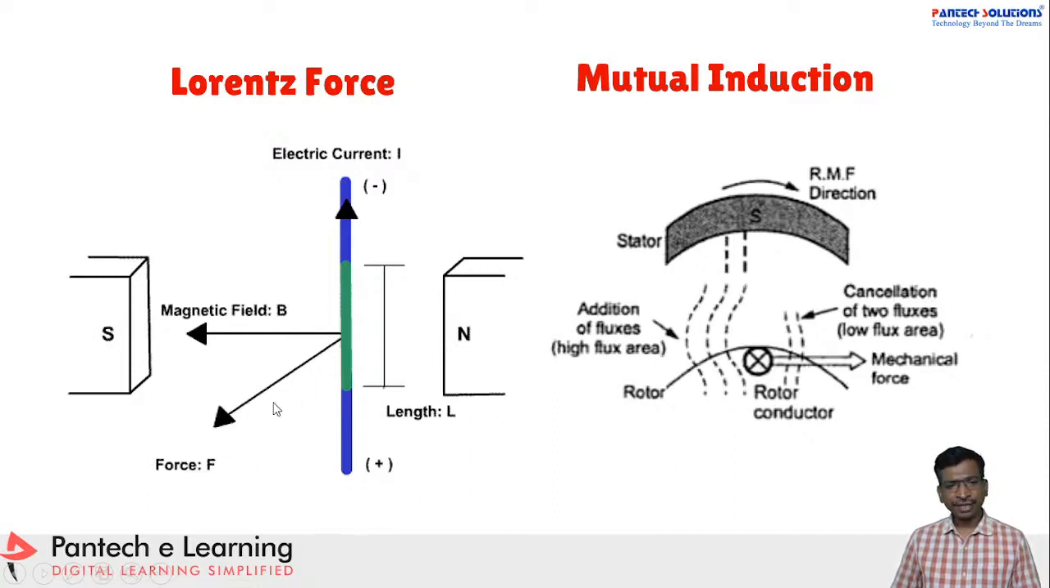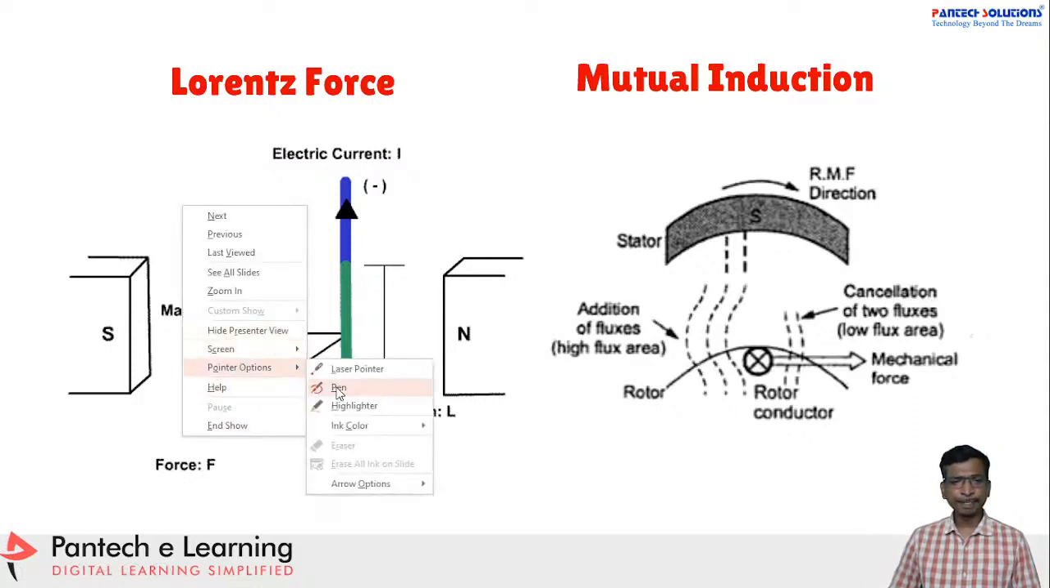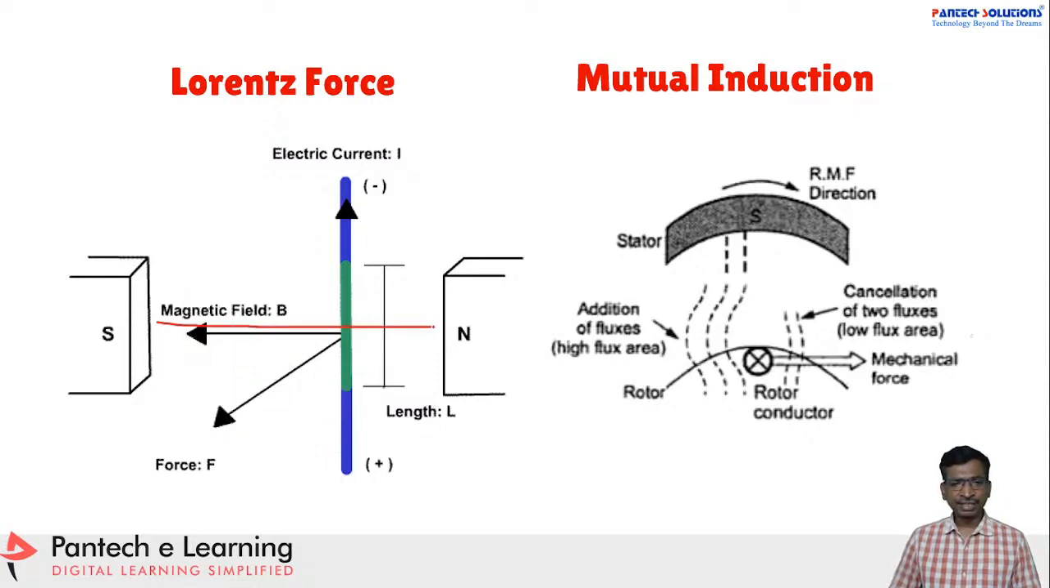The force will be created in one direction, perpendicular to the magnetic field. So this is the magnetic field direction. The force is created in the perpendicular direction, right? So due to this force, we are getting the rotation.